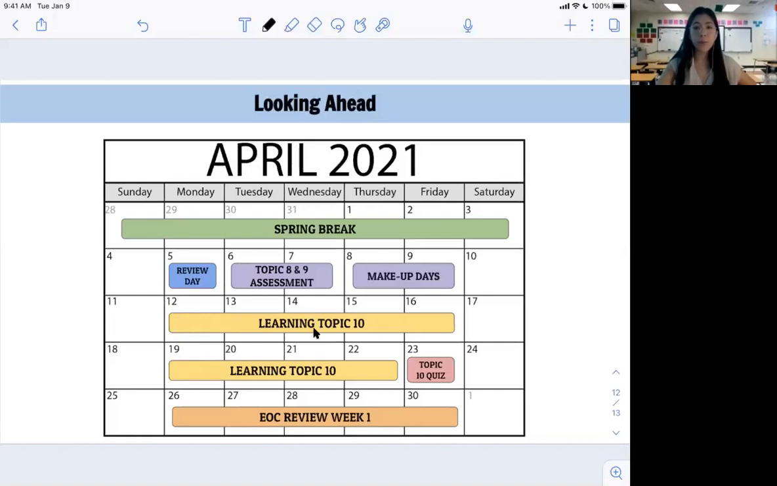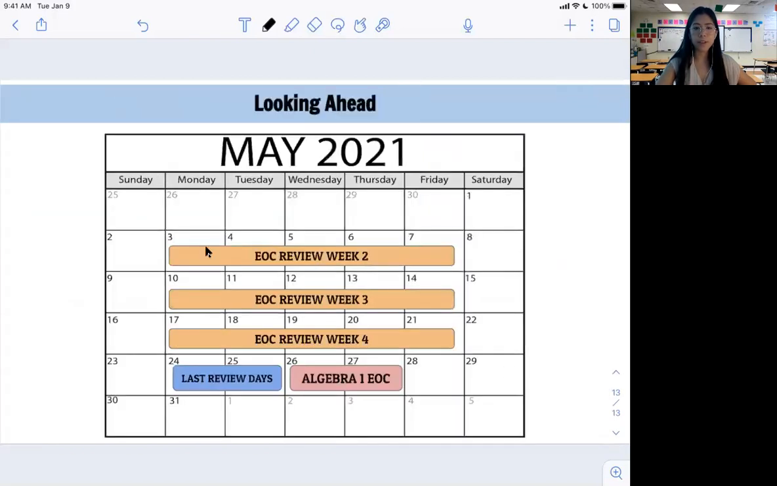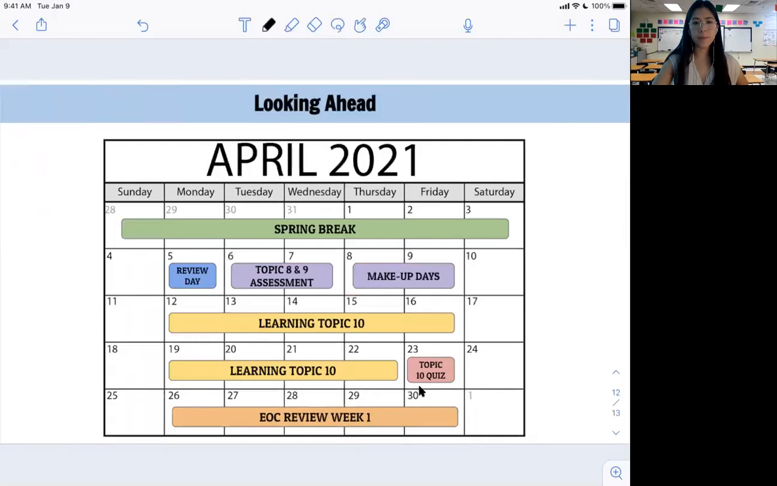And then from there, we have one more topic to learn, but it's not that long. So we're going to be learning new information for about 2 weeks. You're going to take a quiz on it, not a topic test. So this is going to be a shorter quiz on topic 10. And then from there, we're just going to review. And your EOC is scheduled for May 26th and 27th. So I will also be posting this on Teams later today. So just look ahead for that on Teams.